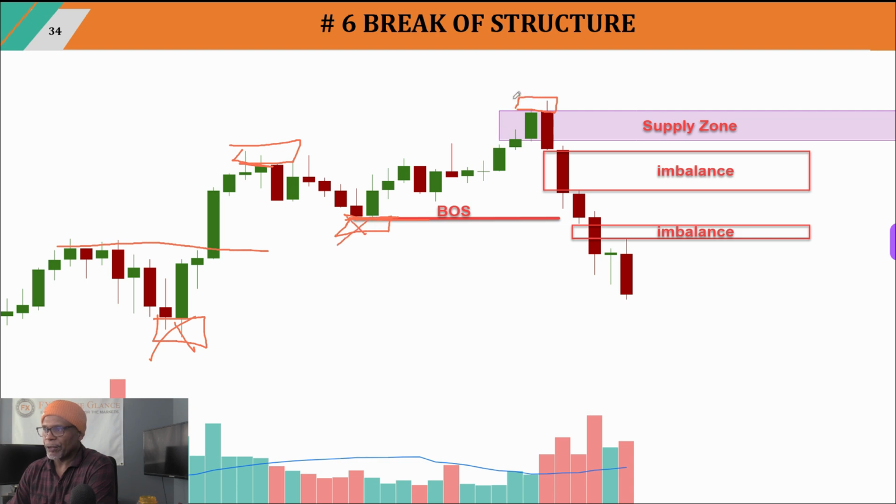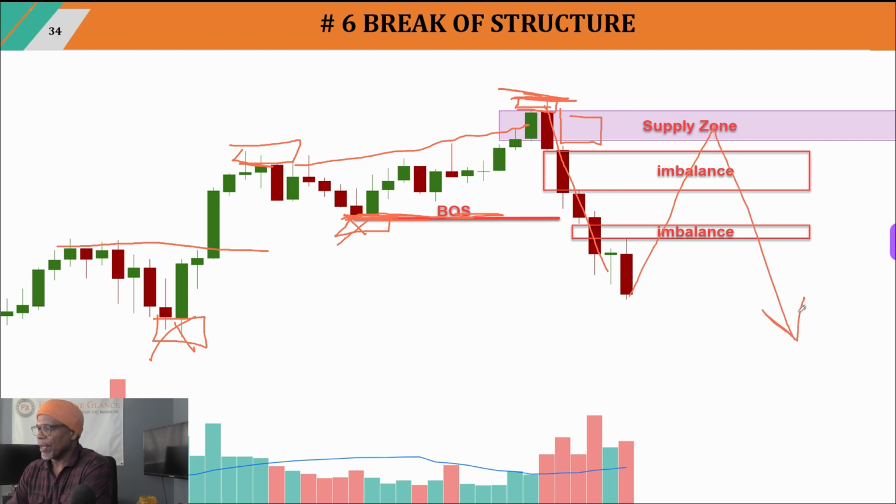But then we found the top up here, really got a little bit of shortening of the thrust here, got to the top, and then we violated bear structure. That also let us know that now, since we violated bear structure, we have this supply zone here, and when price comes back to the level, if we don't violate bull structure, we're staying in the downside move.